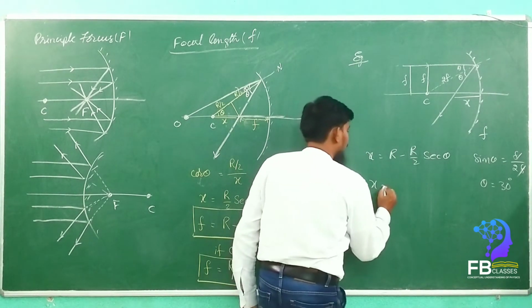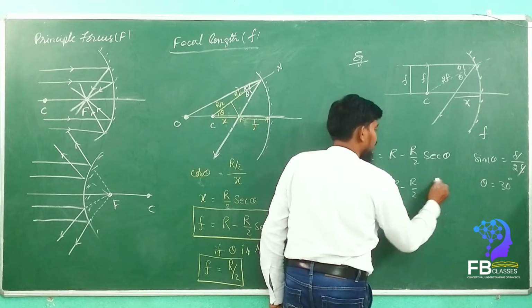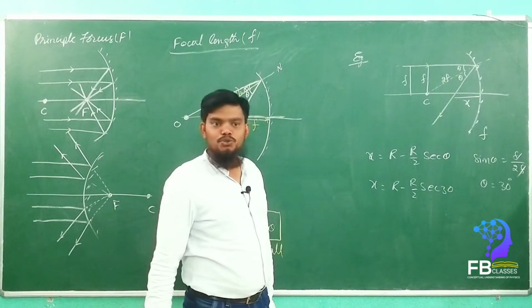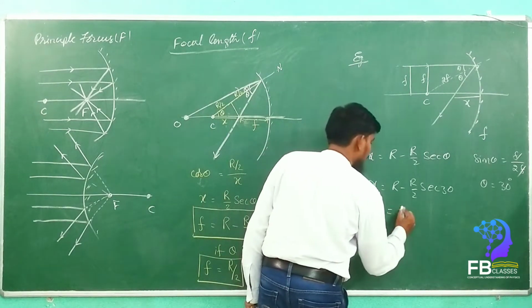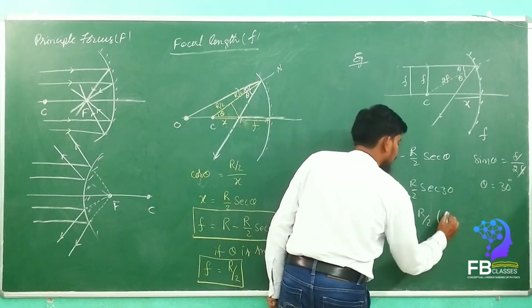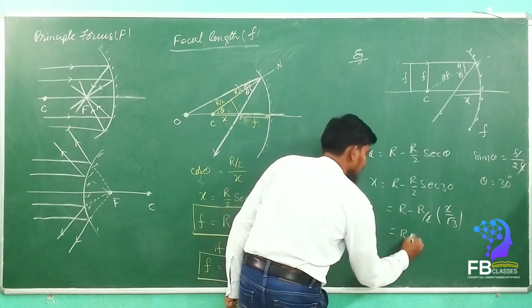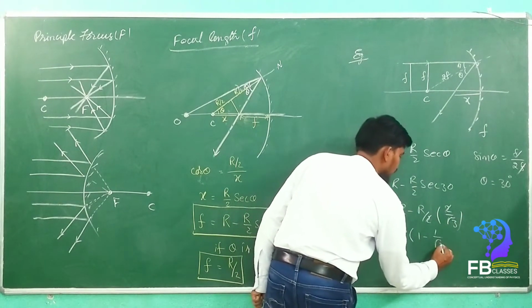So x is equal to r minus r by 2 sec 30. What is the secant 30 value? It is 2 by root 3. Yes or no? That is equal to r minus r by 2 times 2 upon root 3. The 2 gets cancelled. It will come as x is equal to r times 1 minus 1 upon root 3.